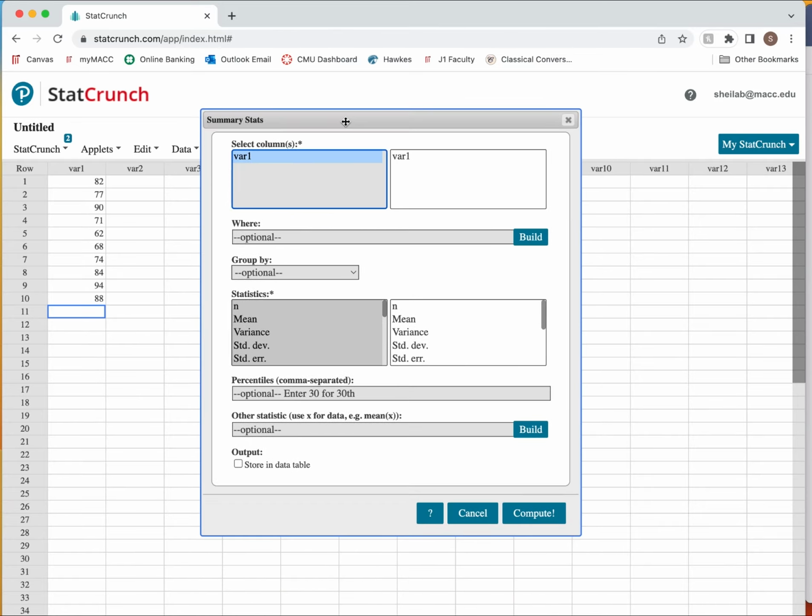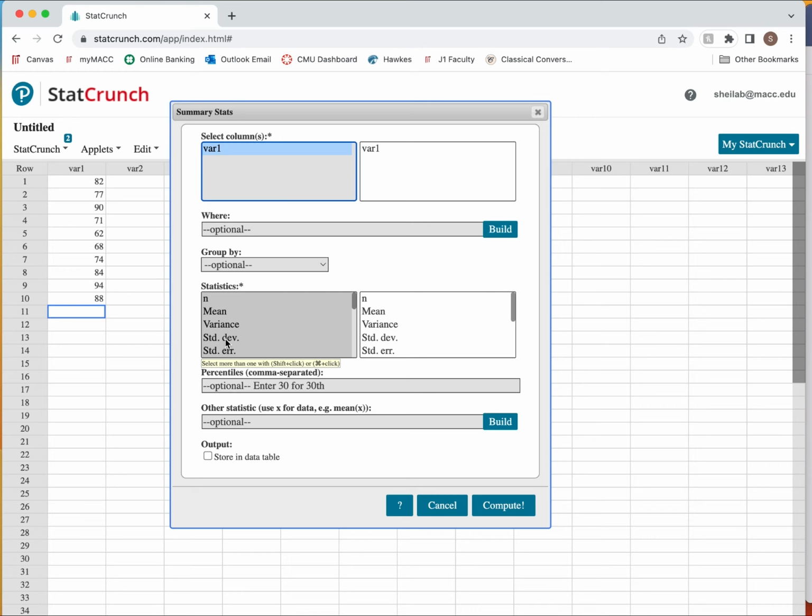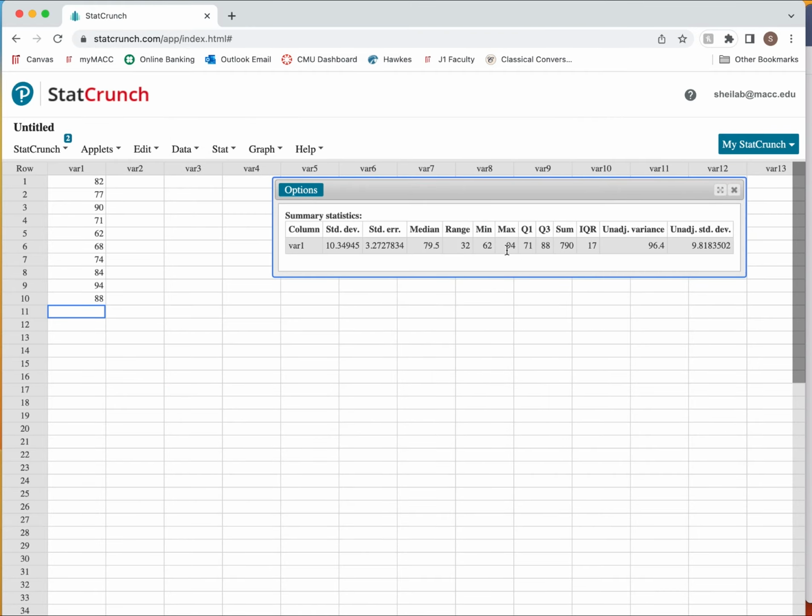I'm going to go with the var1 there. And I want you to see what it looks like, standard deviation all the way through unadjusted standard deviation. It's going to give us a whole bunch of stuff that we don't need here, right? That's not the point. The point is I want you to see, look at this standard deviation. This one is 10. It is letting me select it. 10.34. Is that the same as my unadjusted standard deviation over here at 9.81?